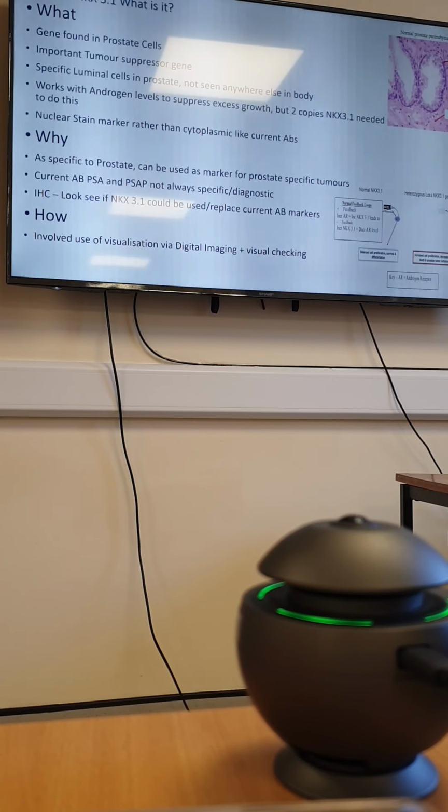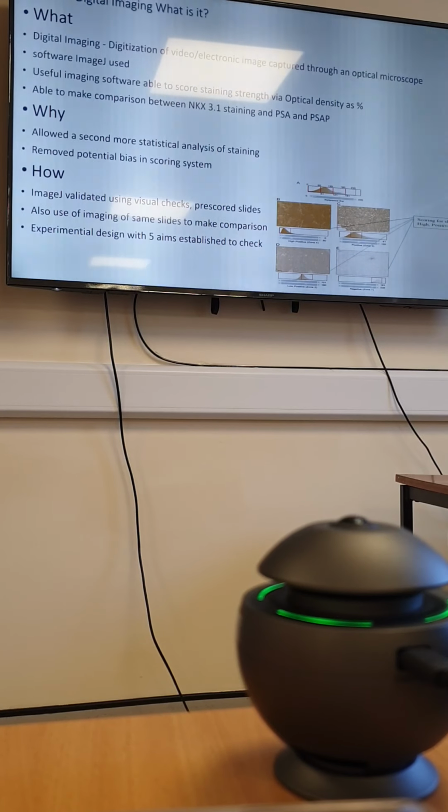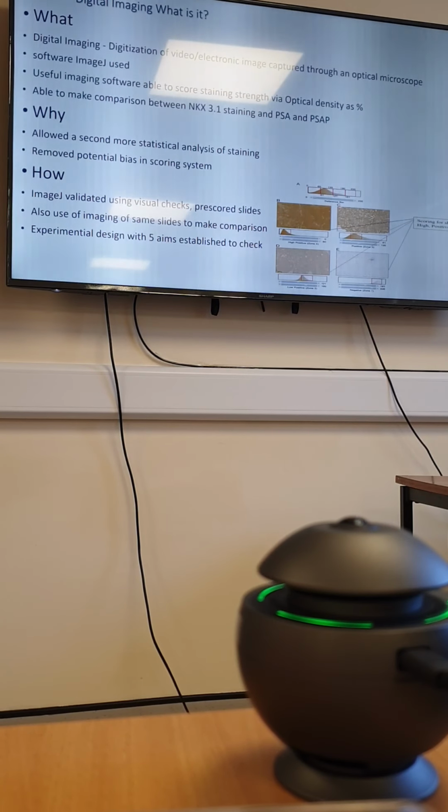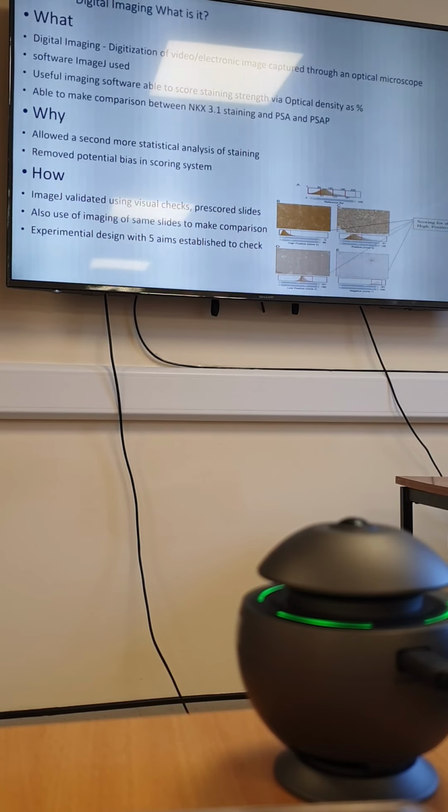And how this was done involved the use of digital imaging and visual checking. So now you'll be asking yourself, what is digital imaging? And we won't go into a huge amount of detail, but basically digital imaging was digitisation of video and electronic image capture during the optical microscope side. I did plenty of that here, it took hundreds and hundreds of images, so I've got more than enough experience of doing that. But it was quite effective. The software I used was MSJ, and this was software previously validated in several research papers, and I still had to check it myself to make sure it worked.